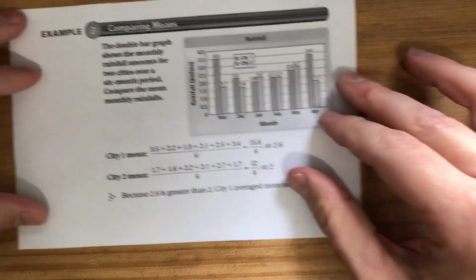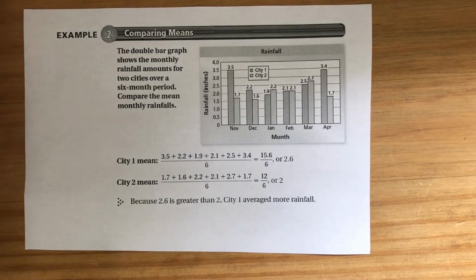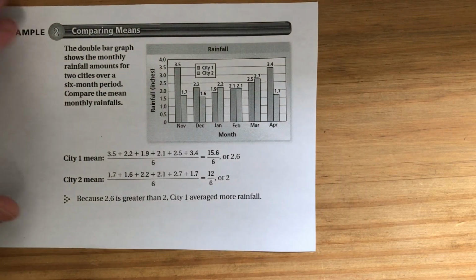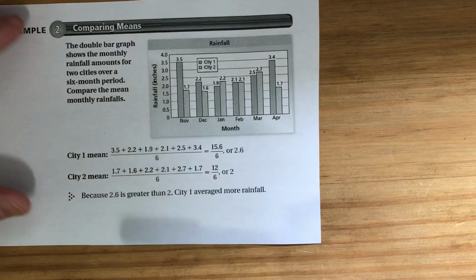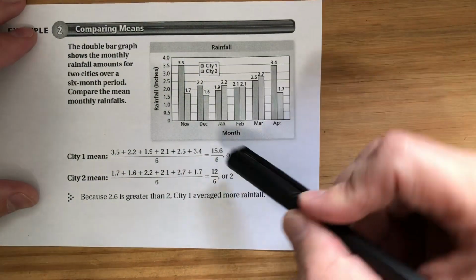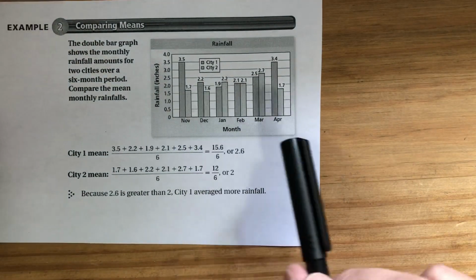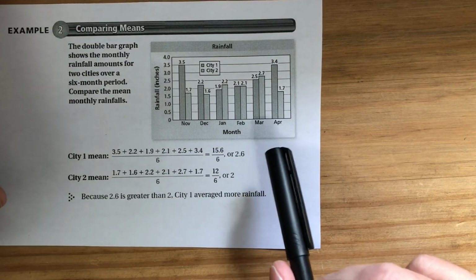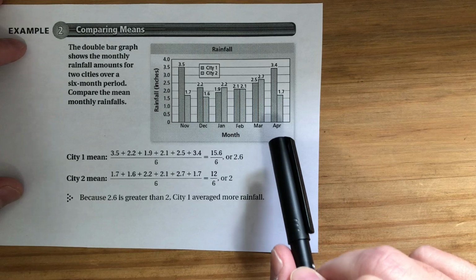So here's a situation where we would compare means, and this is much like what we did with Will Clark and Kent Hrbek, where we're comparing the data to see who's got the higher average, or in this case, the higher amount of rainfall. We look at this double bar graph, and it shows the monthly rainfall in 2 different cities. It doesn't say which city they are, but they're color-coded. It's a little hard to see in my picture, but if you go in your textbook in this chapter, chapter 9, you'll be able to find this exact graphic.